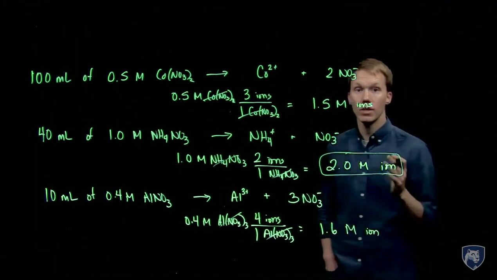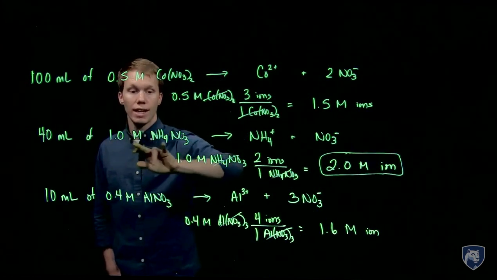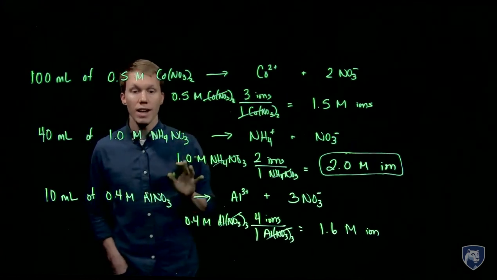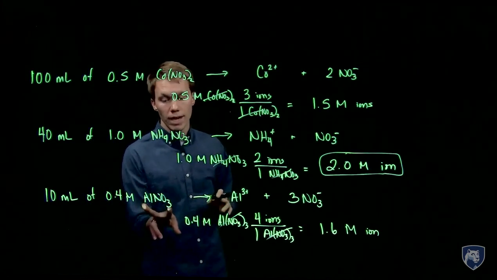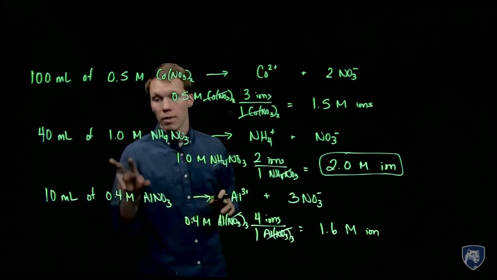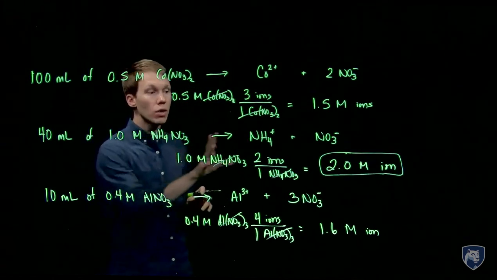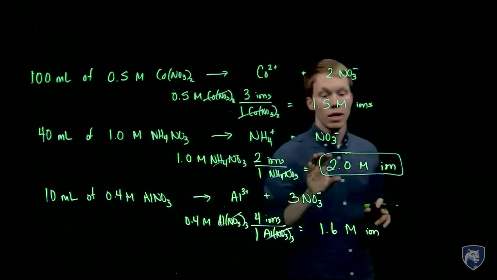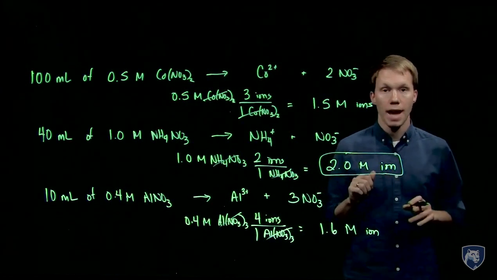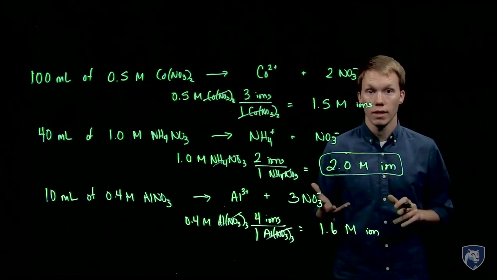And so we have to account for the concentration and the number of ions. It's not enough to simply say that aluminum nitrate is going to make 4 ions. It depends on that concentration, because this is so much higher. Even though it only produces 2 ions, the total ion concentration is much higher, and that will impact some of its properties like the conductivity and freezing point depression.